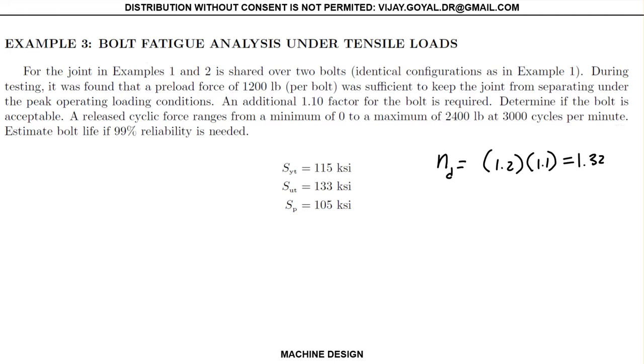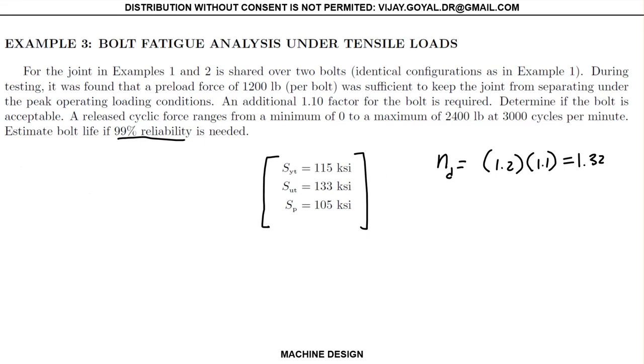The problem is saying to determine if the bolt is acceptable for fatigue, obviously, and you're basically going from a minimum of 0 to a maximum of 2,400. This is divided for both bolts, so one bolt will be half of that, at 300 cycles per minute. Estimate the life if 99% reliability is needed. Now, this comes from tables, and this is given for this particular bolt, so this information is known.